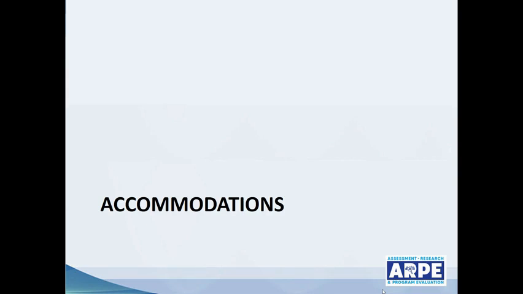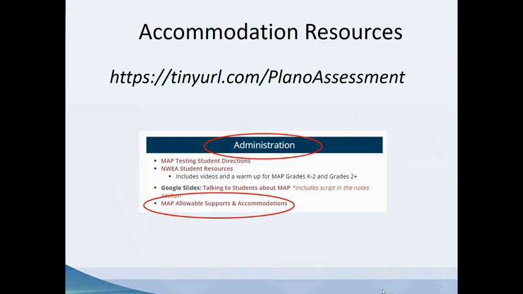Before you start testing, if you have students who have been provided accommodations while testing, you can document that in the system. Some accommodations are also embedded in the MAP system. Allowable accommodations can be found on the Assessment, Research, and Program Evaluation website for MAP. The accommodations are listed under Administration and MAP Allowable Supports.